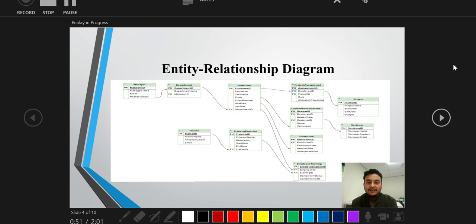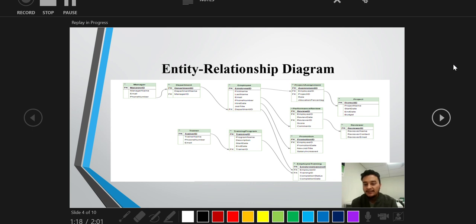For the first thing, we can see the relationship between department and employee, which is one to many, which means that in one department there are multiple employees, but one employee can only work in one department.